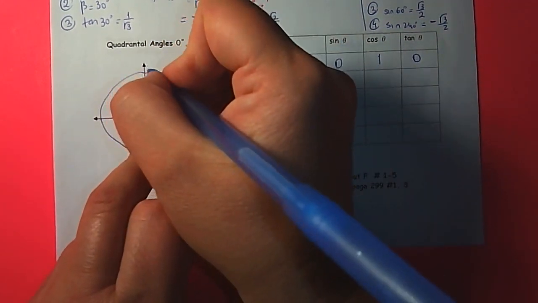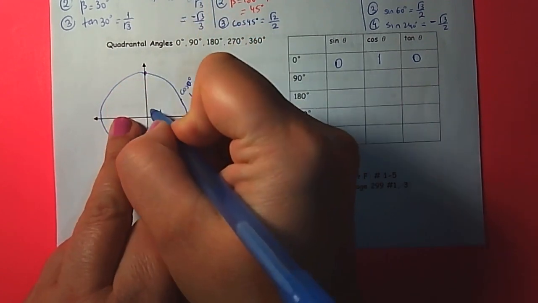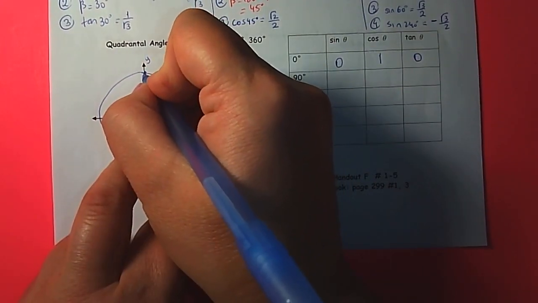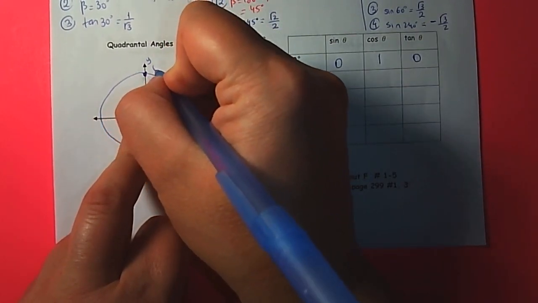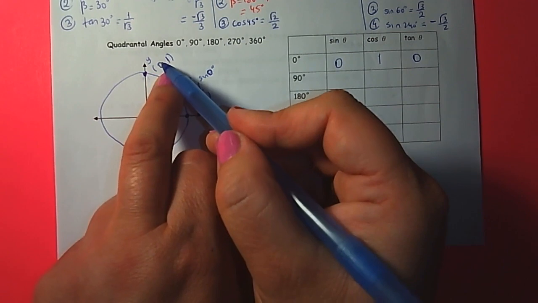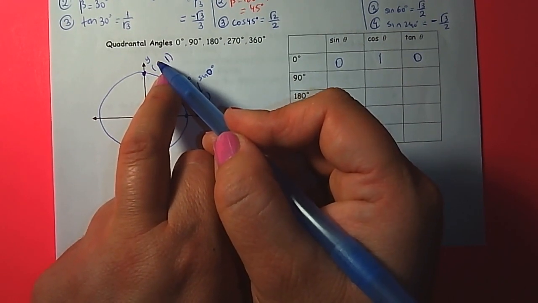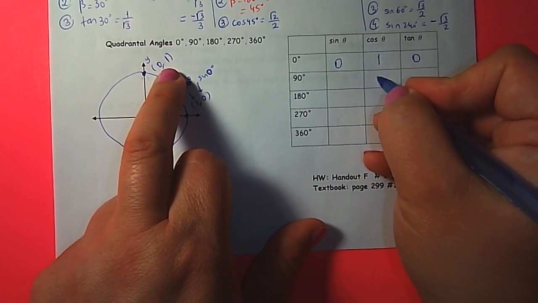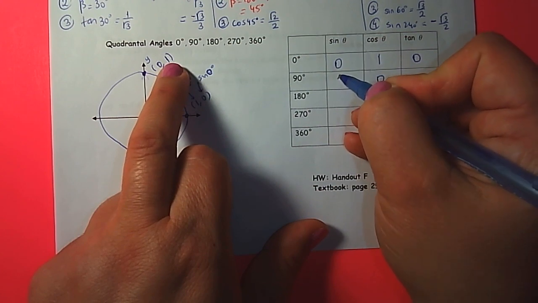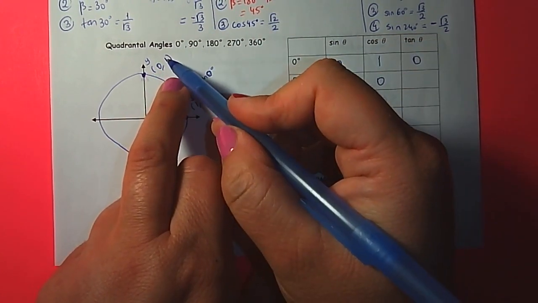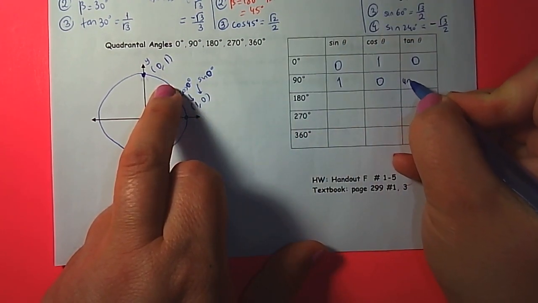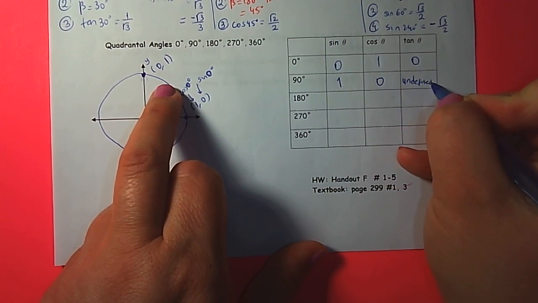Okay, so let's look at 90 degree. For 90 degree, we are here. The terminal arm lies on the positive y-axis, so the coordinates of that point would be x coordinate is 0 and y coordinate is 1. Again, the x coordinate represents cos theta, so cos 90 is 0. The y coordinate represents sine theta, so sine 90 is 1. And tangent is y over x. 1 divided by 0 is undefined, so tangent 90 is undefined.